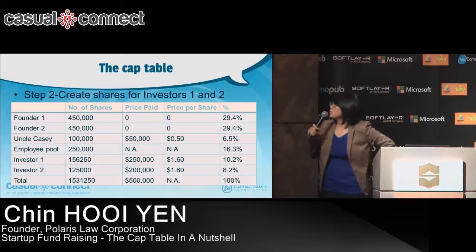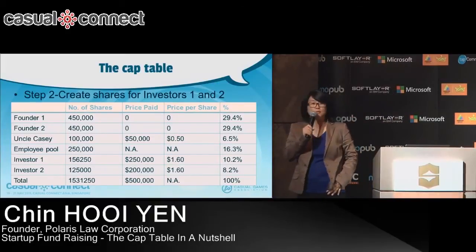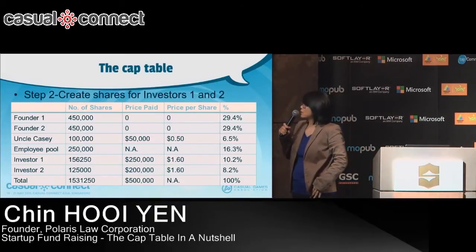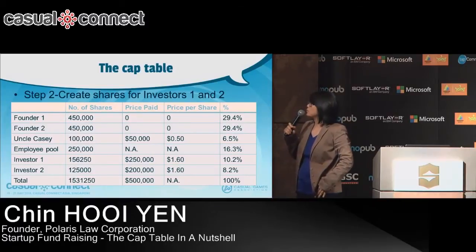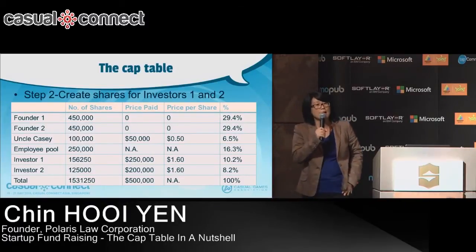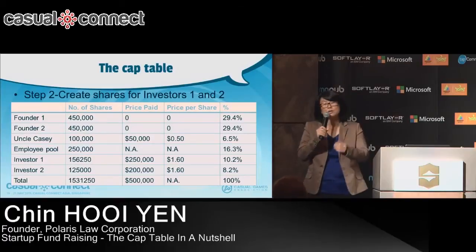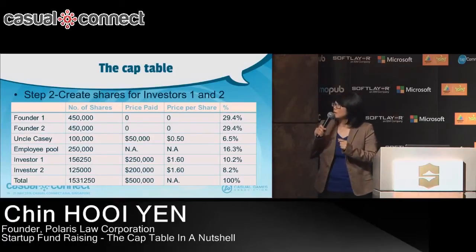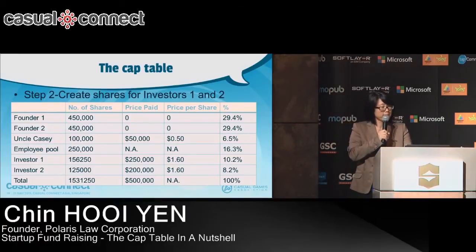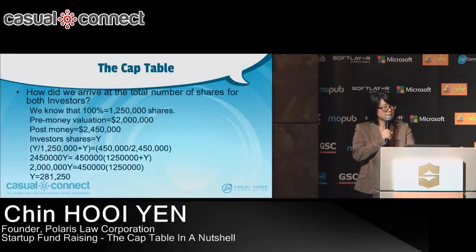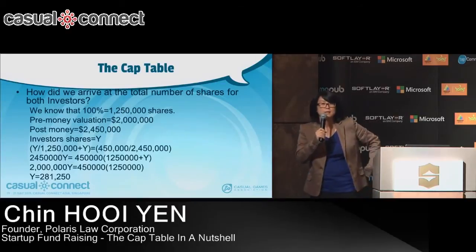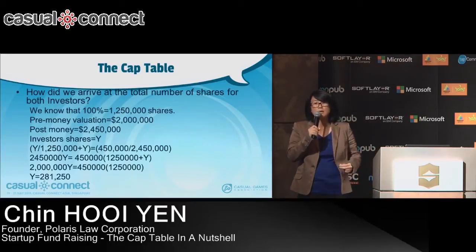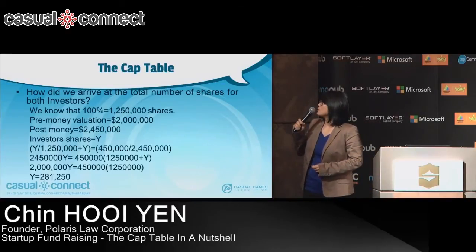So now we've got the number of shares for the founders. We've got Uncle Casey shares, employee pool. We've got to decide then mathematically how many shares each investor is going to get. Okay. How do we arrive at those numbers? Again, some mathematics. We know that 100% prior to the issue of those shares is 1.25 million shares. We know that the post-money valuation is 2.45 million.